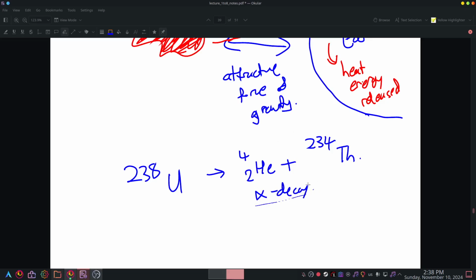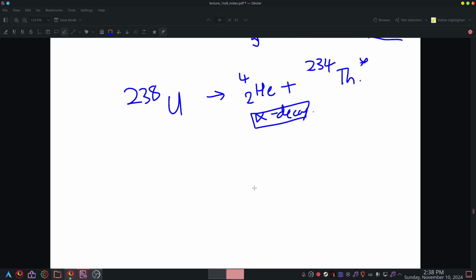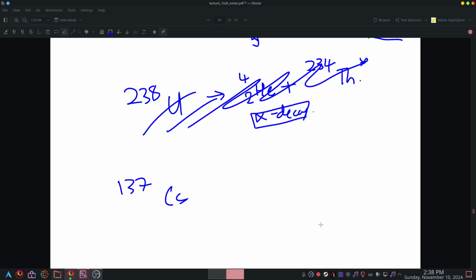Now, sometimes this thorium here may be in an excited state, but that isn't always true. I think I have picked the wrong example here. I went to check it out and, oops, maybe this was not the best example. A better example, and I think the most common one, is cesium-137. So forget this. This is a very important decay reaction, but not the one I want to use here.